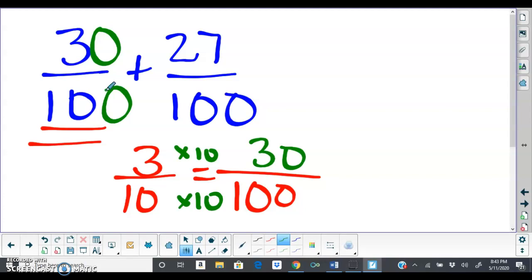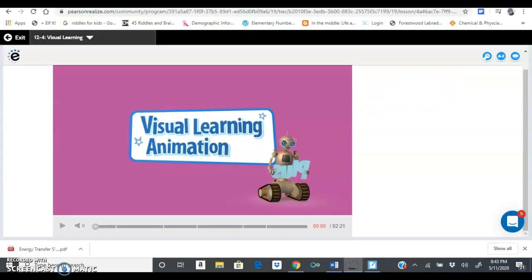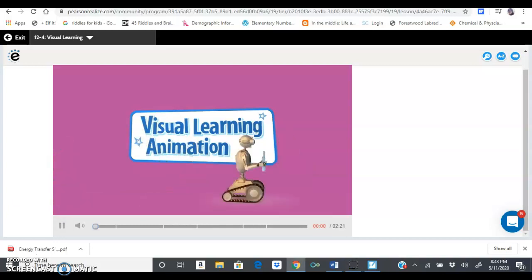And now once they're both hundredths, I could add them up. I keep my denominator the same. 30 plus 27 is 57. So in order to add fractions that have tenths and hundredths as the denominator, you need to convert the tenths into the equivalent fraction with hundredths as its denominator. Let's watch our visual learning animation.